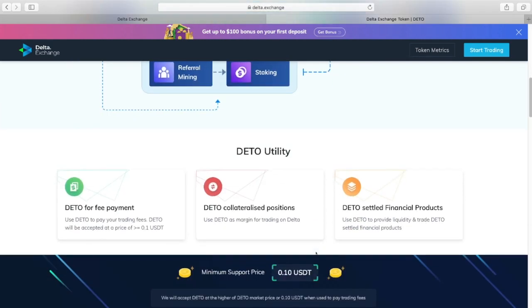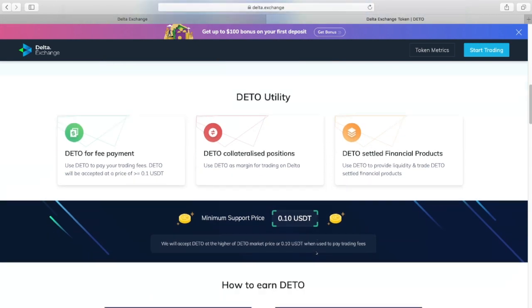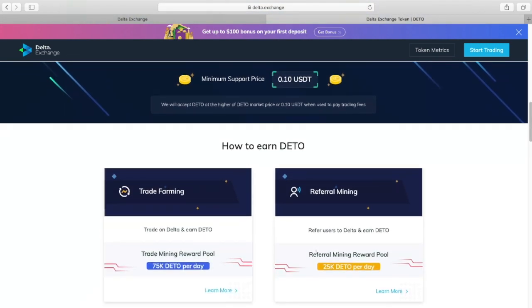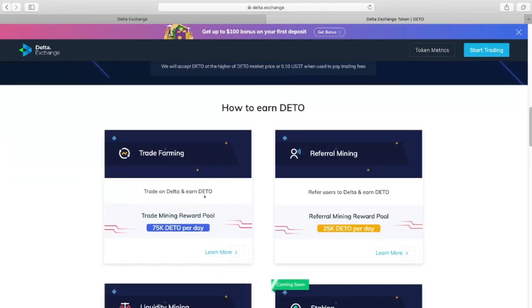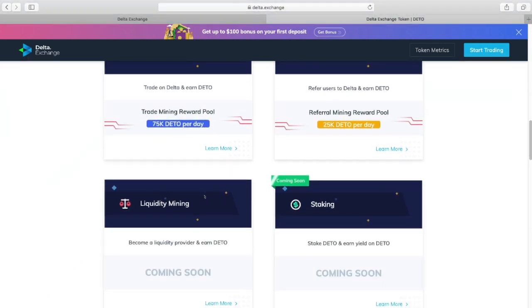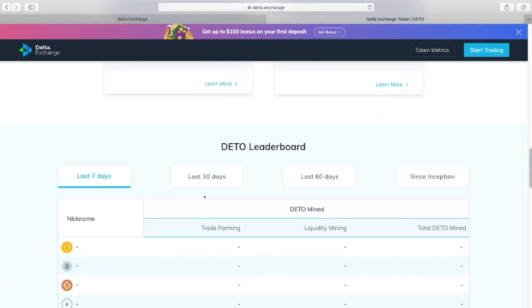This schema shows DETO activity. We have DETO for fee payment, DETO for collateral positions, and DETO settled financial products. So this is how DETO works and how to earn DETO: from trade farming and refer mining. We have liquidity mining, and staking is coming soon. Also, we have the DETO leaderboard.